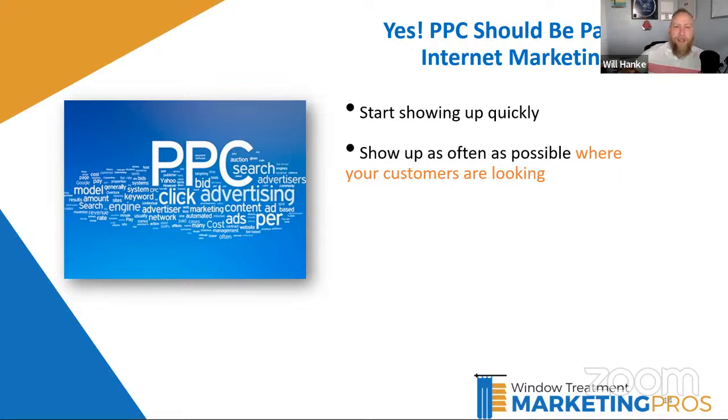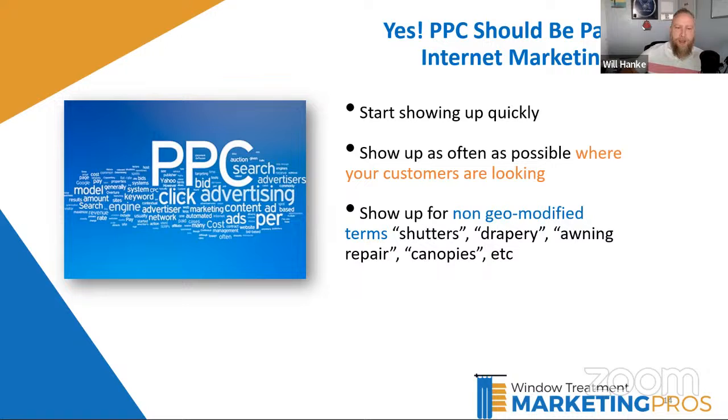You can show up as often as possible. This obviously reflects back to what you are willing to spend to get in front of those eyeballs, but you can be very specific about which eyeballs you want to be in front of, which is awesome. You can show up for non-geo-modified terms such as shutters, drapery, awning, canopies, those kind of things. And by geo-modified, I mean you don't have to add the name of the city at the end of the keywords.